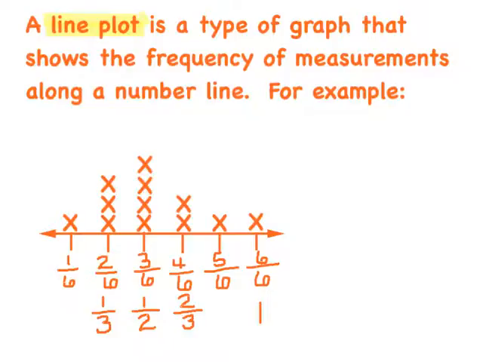So what exactly is a line plot? Well, a line plot is a type of graph, and it shows the frequency, or how often, of measurements along a number line. For example, here I have my number line, and I'm showing sixths: 1/6, 2/6. Now 2/6 I can simplify to 1/3. 3/6, which simplifies to 1/2. 4/6 simplifies to 2/3, 5/6, and 6/6, which is the whole thing.